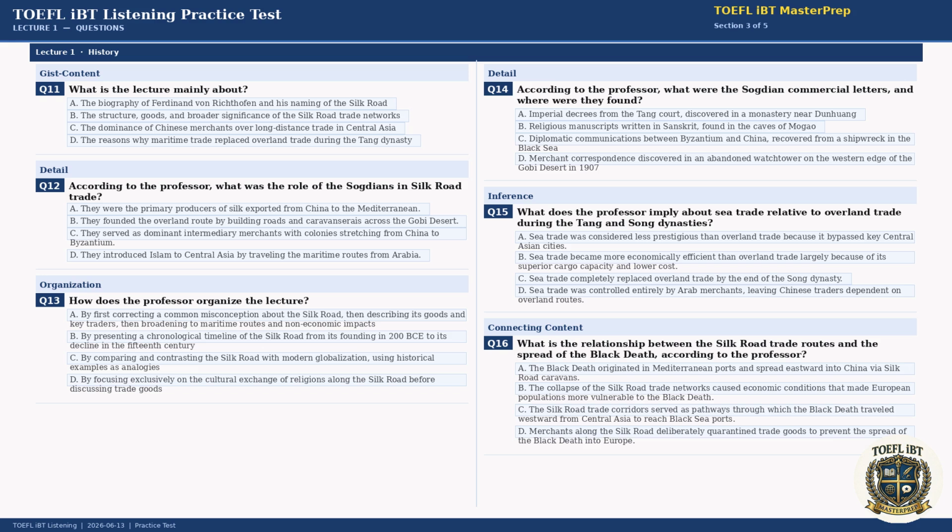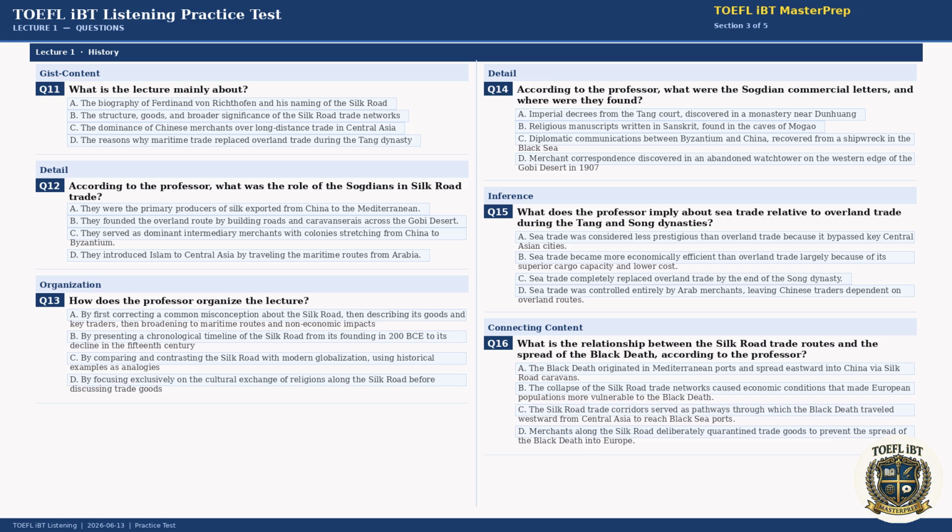The Sogdians, a Central Asian people based around the city of Samarkand, were particularly dominant as intermediaries from roughly the 4th through the 8th century CE. They established merchant colonies as far east as China and as far west as Byzantium. Their commercial letters, discovered in an abandoned watchtower on the western edge of the Gobi Desert in 1907, are among our most direct documentary evidence of how this trade actually functioned day to day.